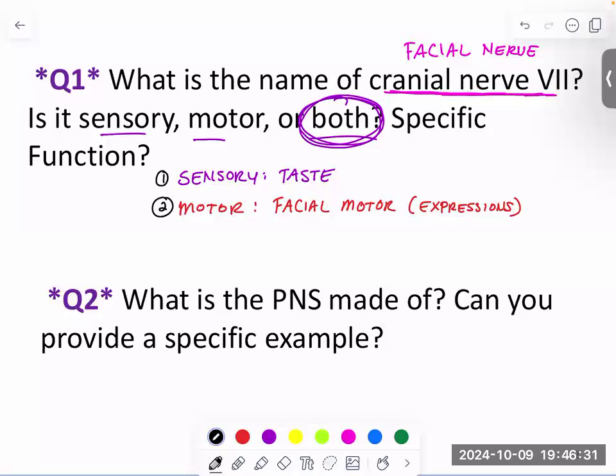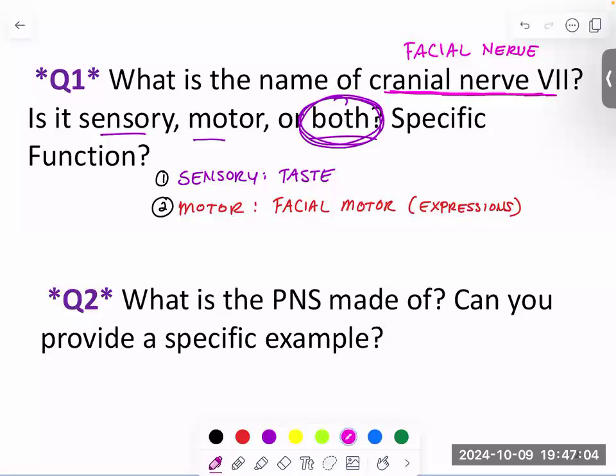I'm letting you know right now, since I'm not doing a review, we don't have time for a lecture review. One of these will be on your lecture exam. That's going to tell you. All I have to do is change the number. It could be 5, 4, 3, 2, 1. Just going to change the number and ask you, is it sensory, motor, or both? What's its function? One of those will appear on your exam.